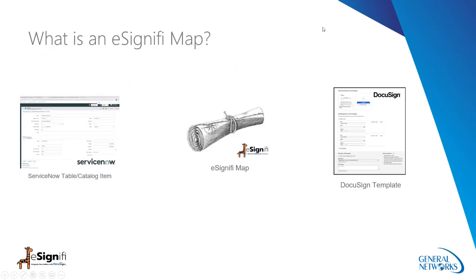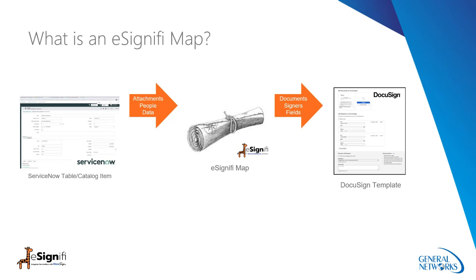One of the key concepts in eSignifi is what's called an eSignifi map. An eSignifi map sits in between ServiceNow and DocuSign and really routes the data back and forth between the two systems. So in ServiceNow, we have tables and catalog items, and in DocuSign, we have templates, and an eSignifi map sits right in between. And it takes things like attachments and people records and other data fields out of ServiceNow and pushes them over into DocuSign as documents, signers, and fields in DocuSign.